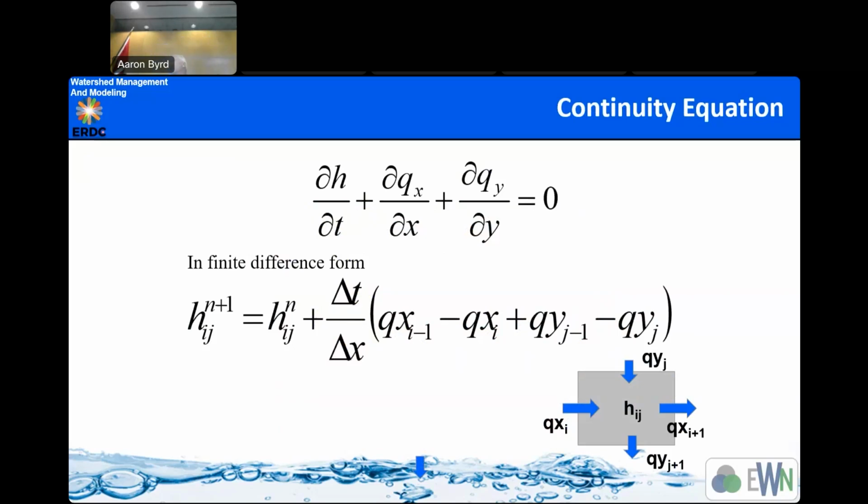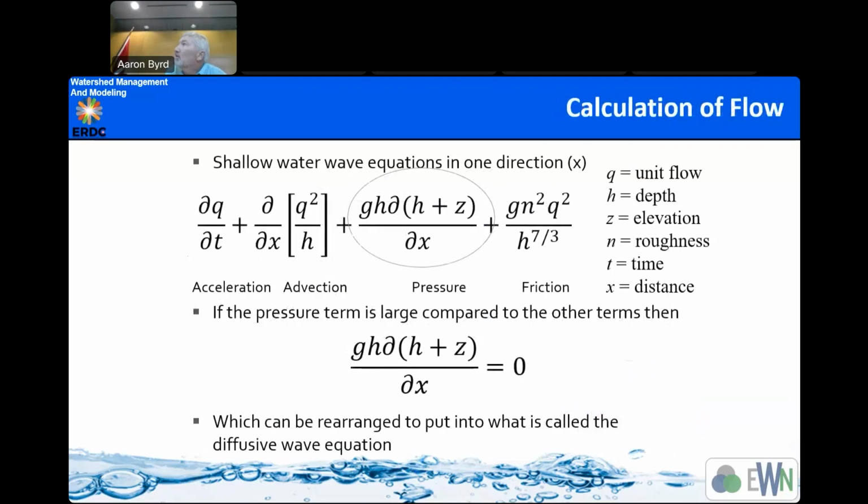These are the actual equations that we're solving. We're solving the continuity equation. If you put the continuity equation at the top in the finite difference form, it looks like the second line there, and the definitions are shown in the bottom right corner. So you get fluxes across those faces. The Q's are unit fluxes, H is the depth, and T is the time. So you look at the change in the depth over time. That's what we're computing there, the calculation of flow.